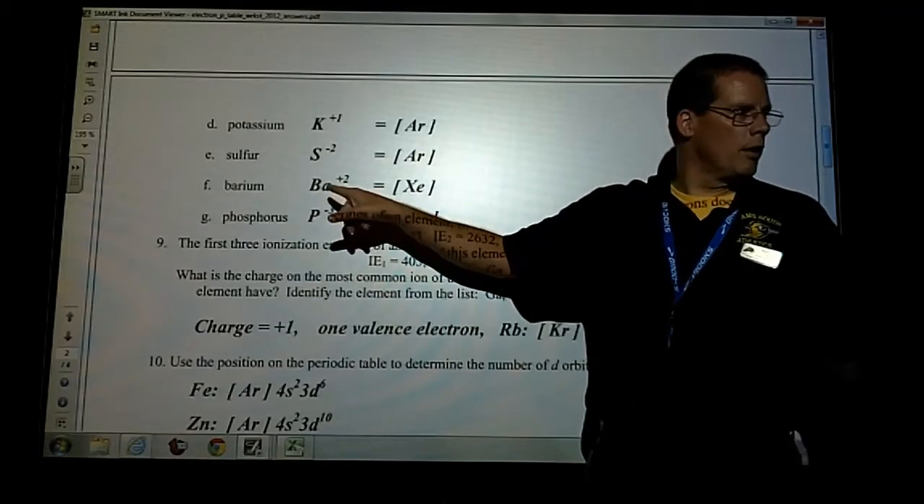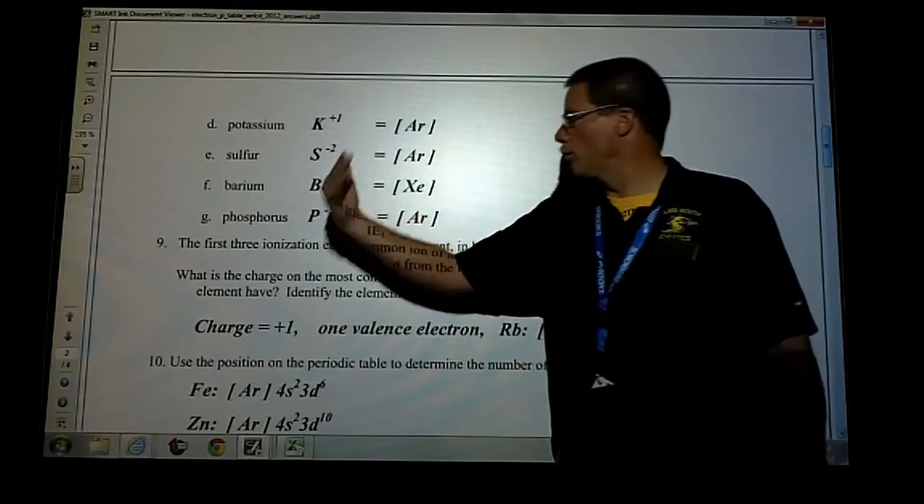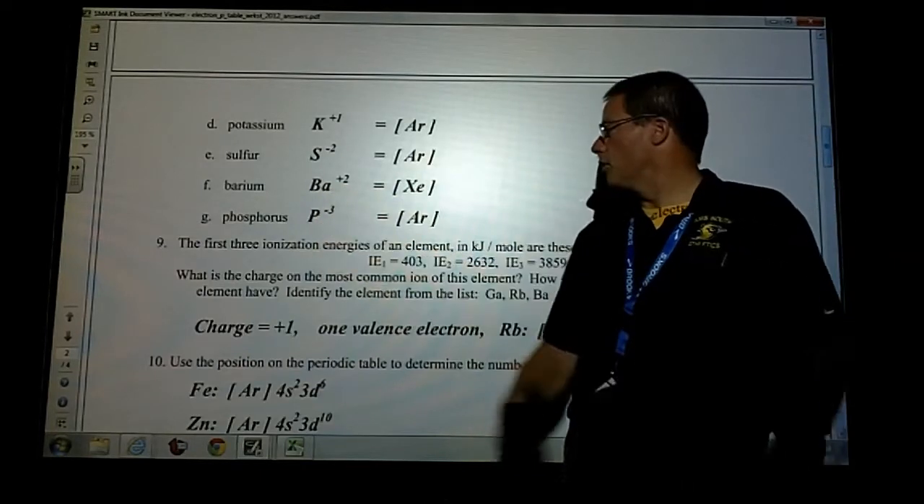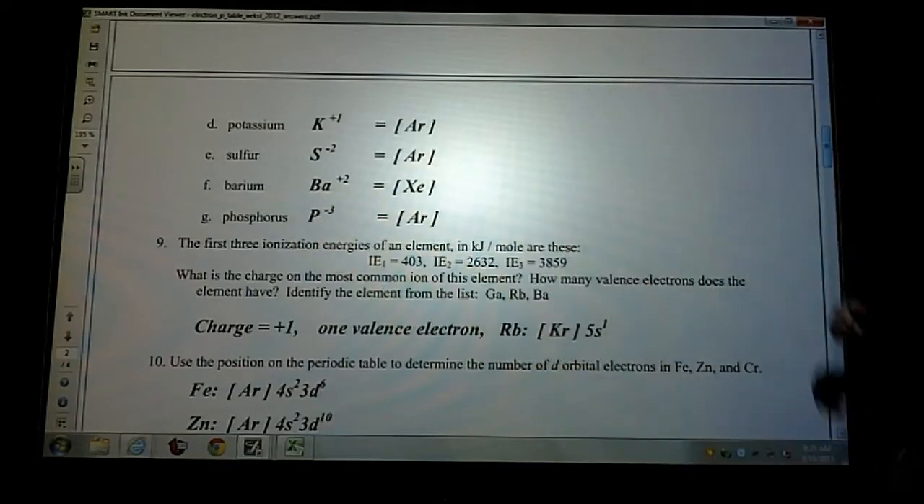Barium, it's in group 2A, so it'll lose 2 electrons and have a +2 charge. And phosphorus, we already just mentioned that in the example there, is a -3 charge.